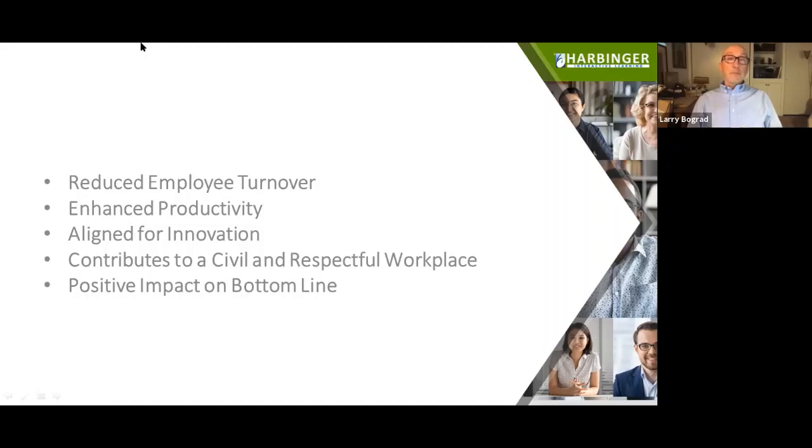But inclusiveness really has to do with creating a civil and respectful workplace where everyone's welcomed, where new ideas are part of discussions, where we hear from everybody, where we learn from other people.